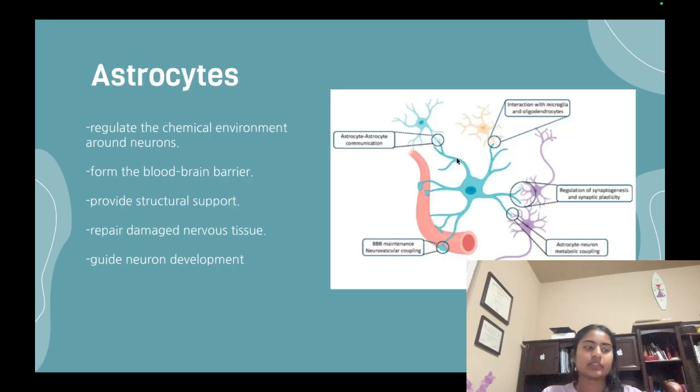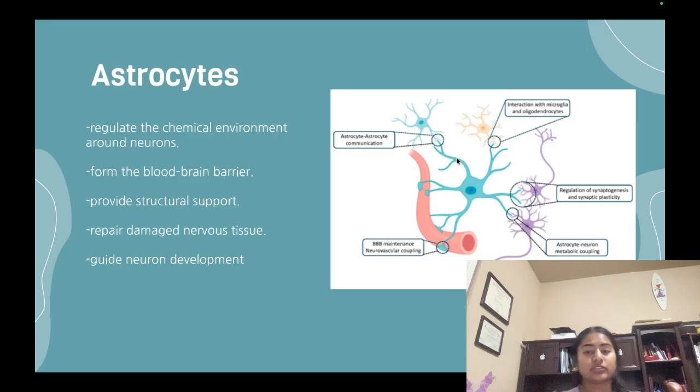Astrocytes are another cell type that plays a big role in structural support. They act like scaffolding. They hold neurons in place and anchor them to blood vessels. They also help guide developing neurons during early brain development, also like a roadmap, telling neurons where to go and where to form synapses.